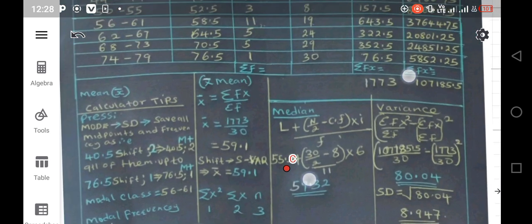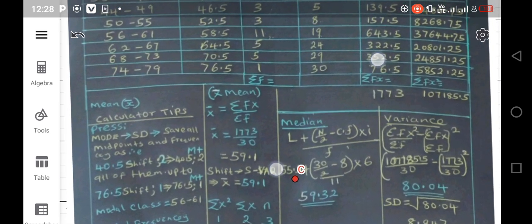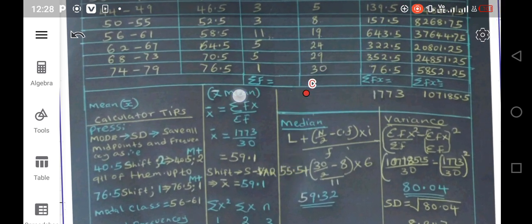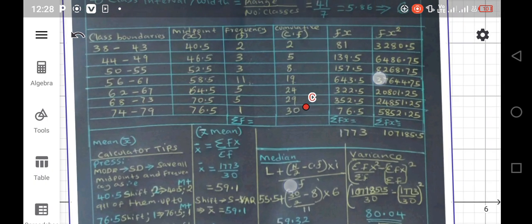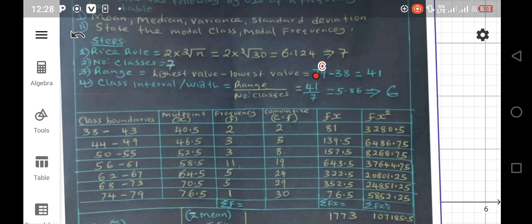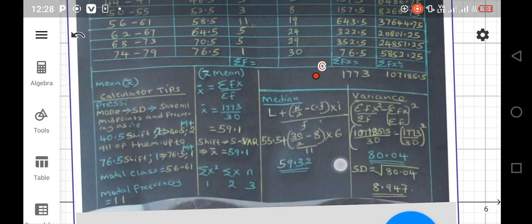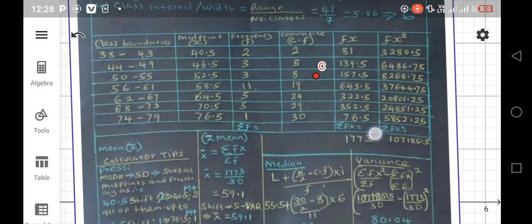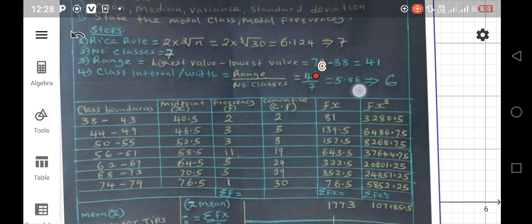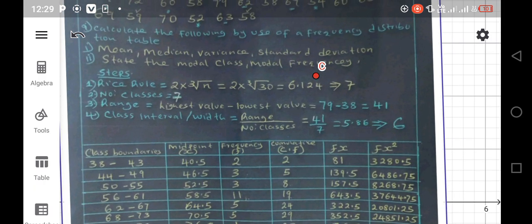We do statistics by the use of the calculator and by the use of our manual. Those are the kind of questions which can be set in our national exams. So you're encouraged to go and do more questions, or you can suggest some of the topics that we're going to discuss ahead.